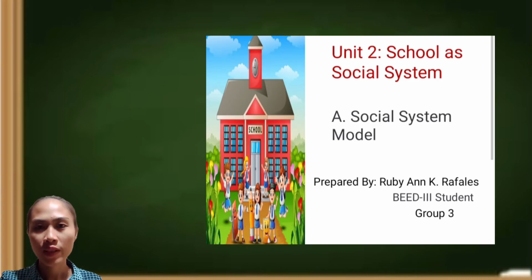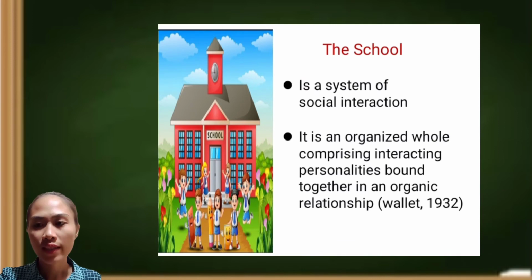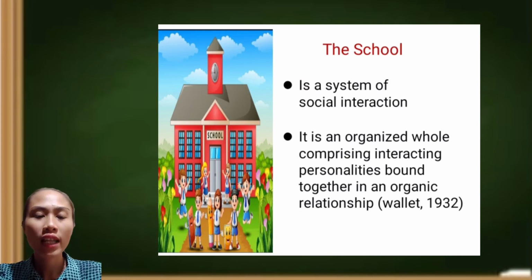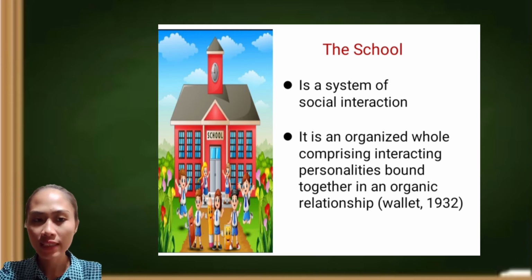Unit 2, School as Social System. A. Social System Model. The school is a system of social interaction. Social interaction plays an important role in learning. Interacting with other people has proven to be quite effective in assisting the learner to organize their thoughts, reflect on their understanding, and find gaps in their reasoning.